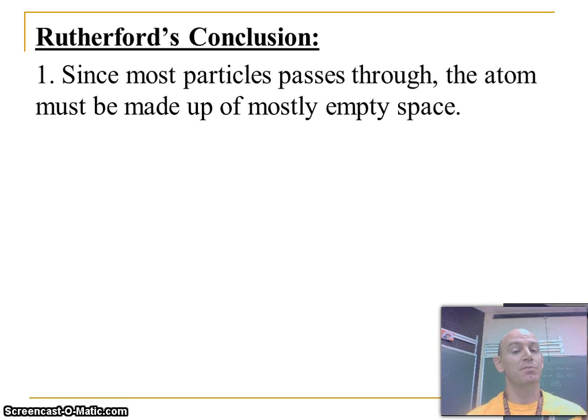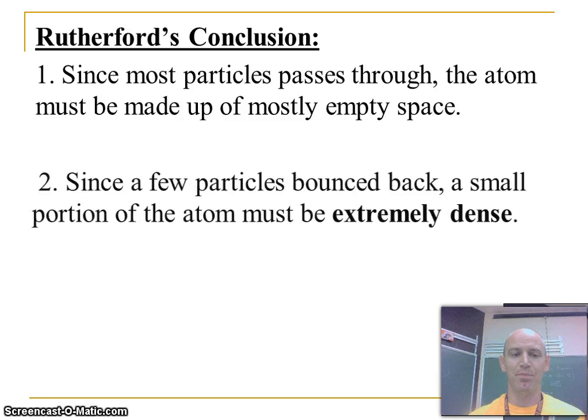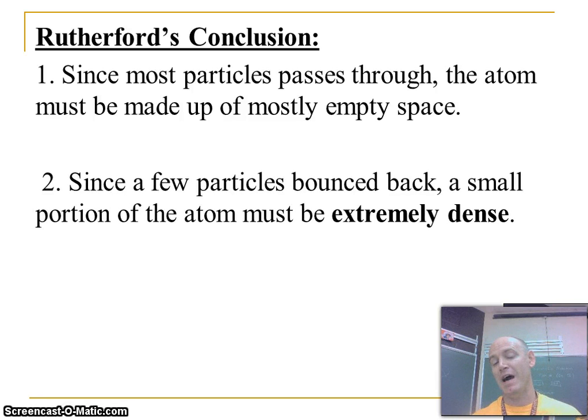Okay, since most of the particles passed straight through, Rutherford thought, well, that must mean they didn't hit anything. So most of this atom must be empty space, right? If there's nothing getting in the way, that just must be empty space. So these alpha particles, which are really tiny, just shoot on through and nothing gets in their way. And since a few particles bounce back, there must be something in there that's super heavy, super dense.